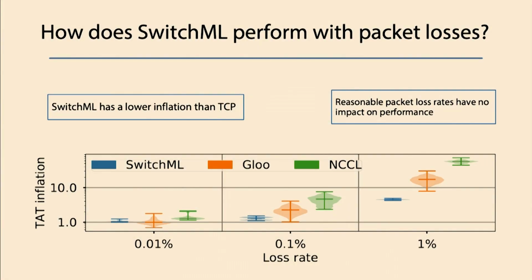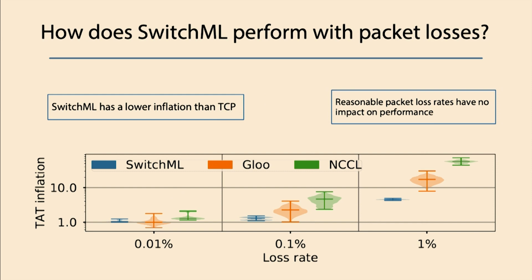Finally, let's look at SwitchML's performance in the face of packet losses. Again, we use a synthetic benchmark for this, where we're injecting uniform errors into the packet stream. And we're looking at 3 different packet loss rates. First, 0.01%, 0.1%, and 1%. 1% is, of course, absurdly large here. And again, we're comparing with Gloo and with NCCL.